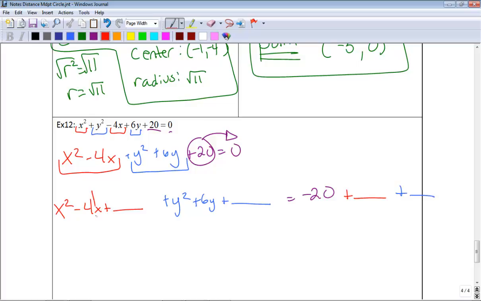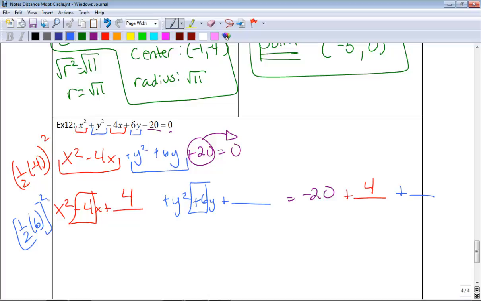Well, what goes in the first one? It's going to be half of a negative 4 quantity squared. Well, half of negative 4 is negative 2, and negative 2 squared gives positive 4, right? What goes in the other blank? It's going to be half of 6 quantity squared. Well, half of 6 is 3, and 3 squared is 9.